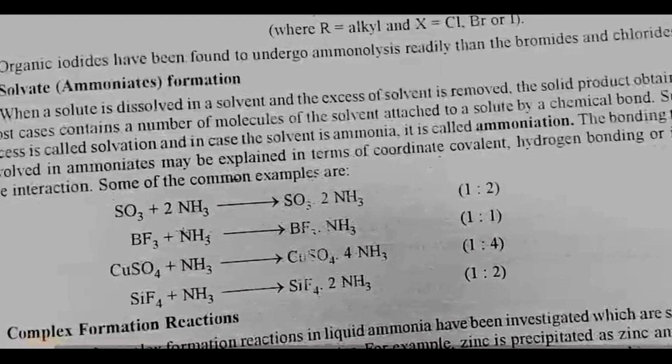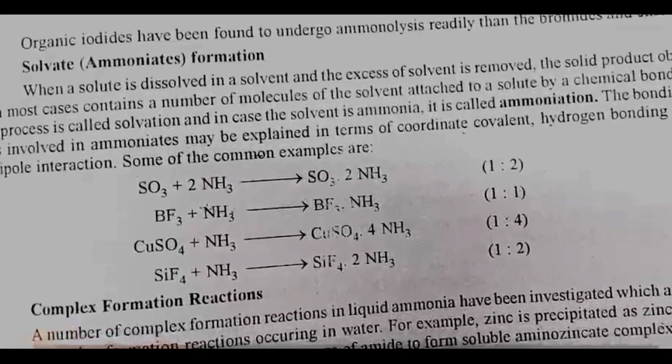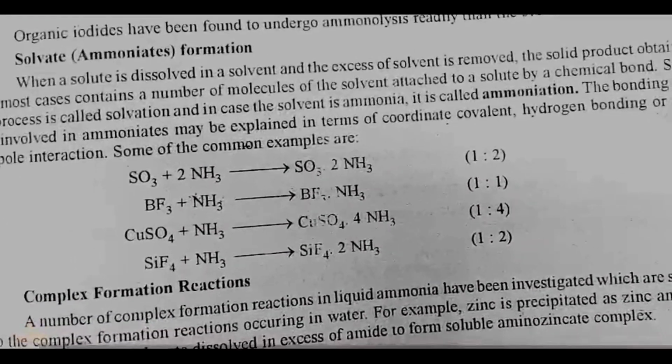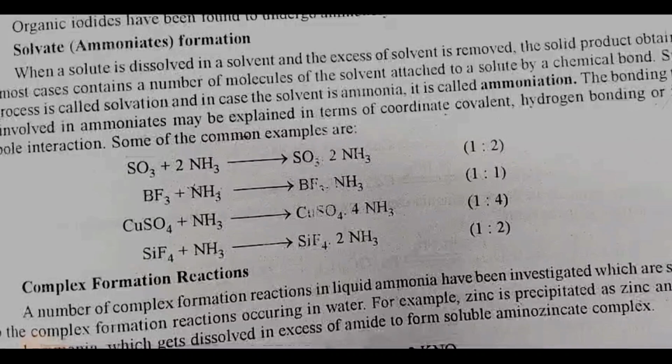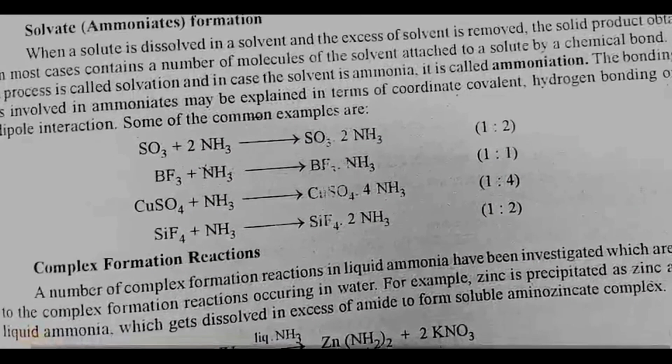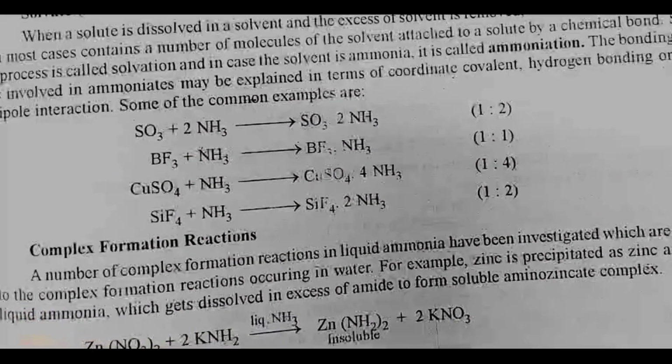The bonding that is involved in ammoniates may be explained in terms of coordinate covalent, hydrogen bonding and ion dipole interaction. Some of the common examples are SO3 plus 2NH3 is equal to SO3.2NH3, BF3 plus NH3 is equal to BF3.NH3, CuSO4 plus NH3 is equal to CuSO4.4NH3, SiF4 plus NH3 is equal to SiF4.2NH3.